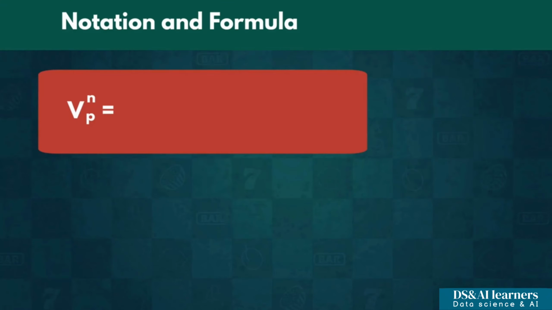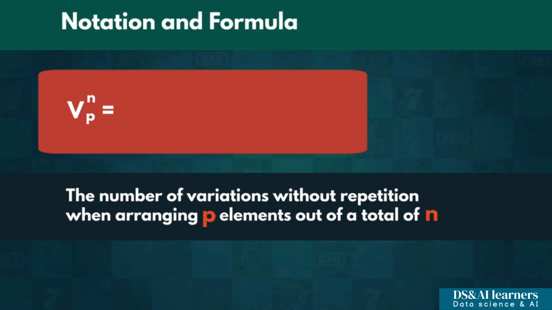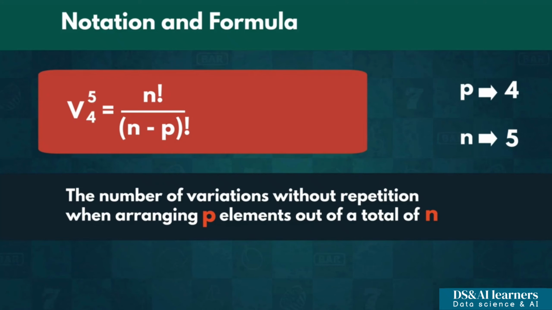It's time to introduce you to the formula for calculating variations without repetition. The number of variations without repetition when arranging p elements out of a total of n is equal to n factorial over n minus p factorial. Applying this formula to our example, the total number of variations without repetition would be equal to 5 factorial over 1 factorial. Using the properties we introduced in the bonus lecture about factorials, this is equal to 2 times 3 times 4 times 5, which equals 120.